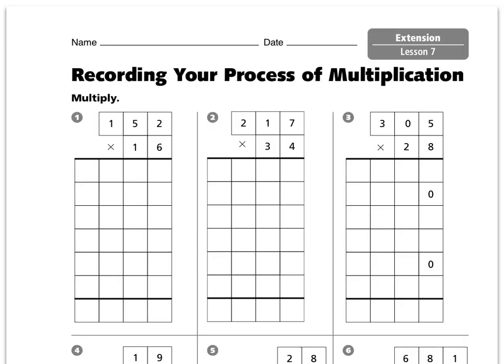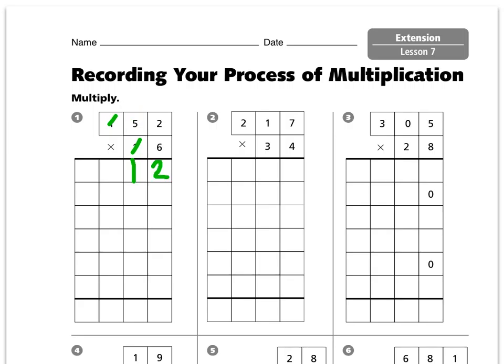Let's look at Chapter 6, Lesson 7 Extension, Multiply. We're going to be using partial products here in order to find our answers. So the first thing that we're going to do is have 6 times just the 2. So cover these up like you can't even see them. 6 times 2 is going to be 12.